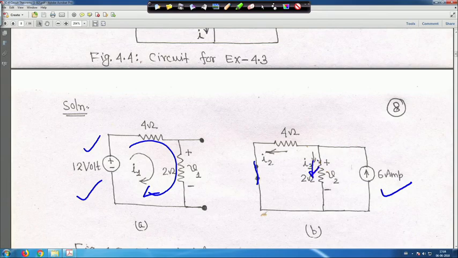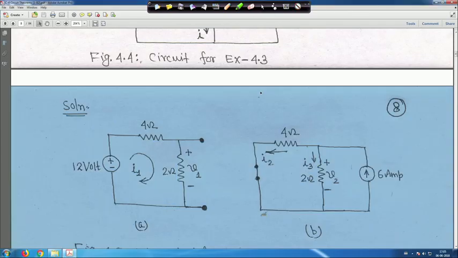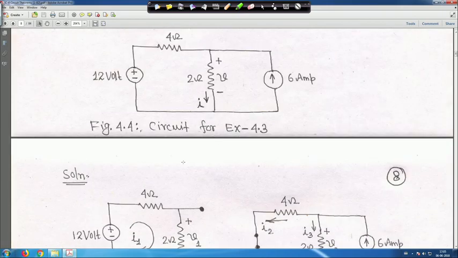That means the current earlier in the circuit, your I, is actually equal to your I 1 plus your I 3, and voltage V is equal to this voltage V 1 plus this voltage V 2, because of superposition. So, earlier in the circuit, let me go to the circuit. Here this is the current I. So, after getting these two different circuits because of the superposition theorem.